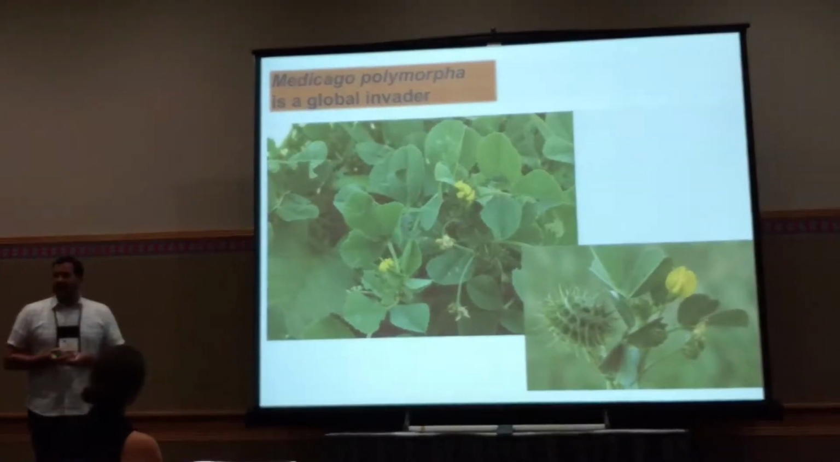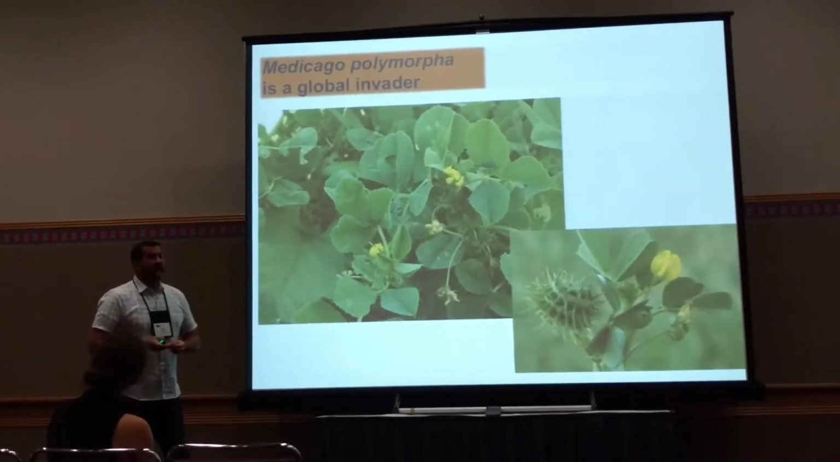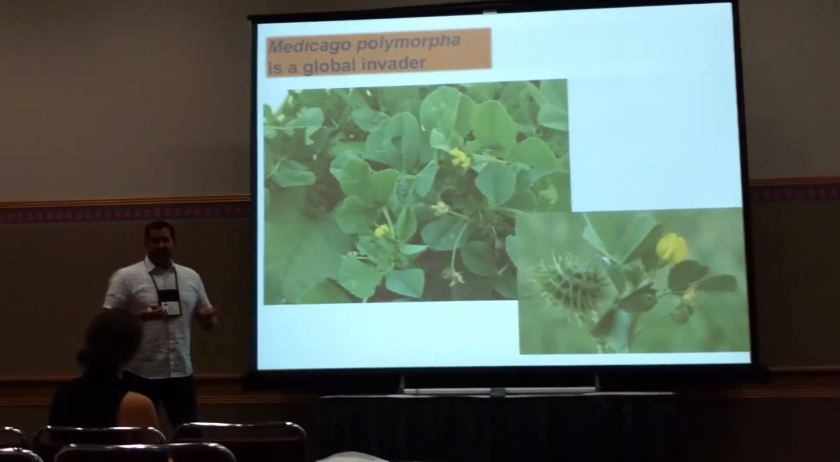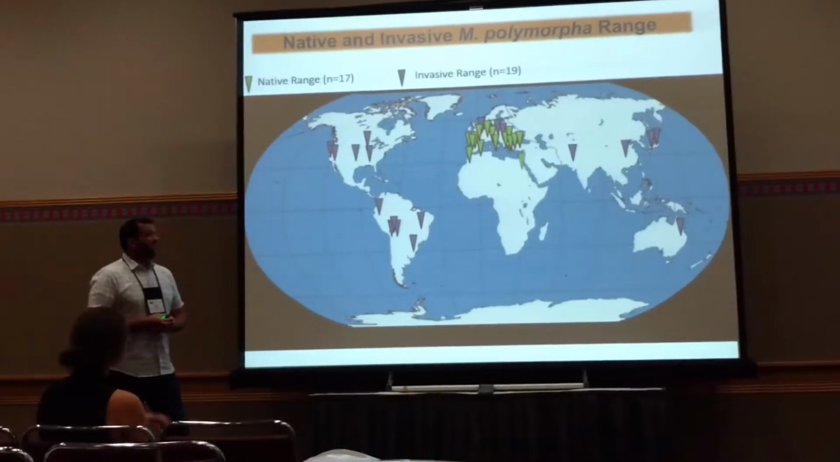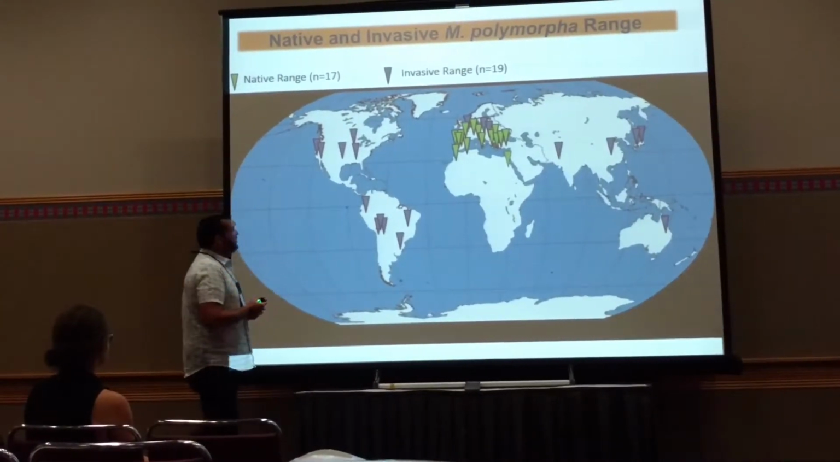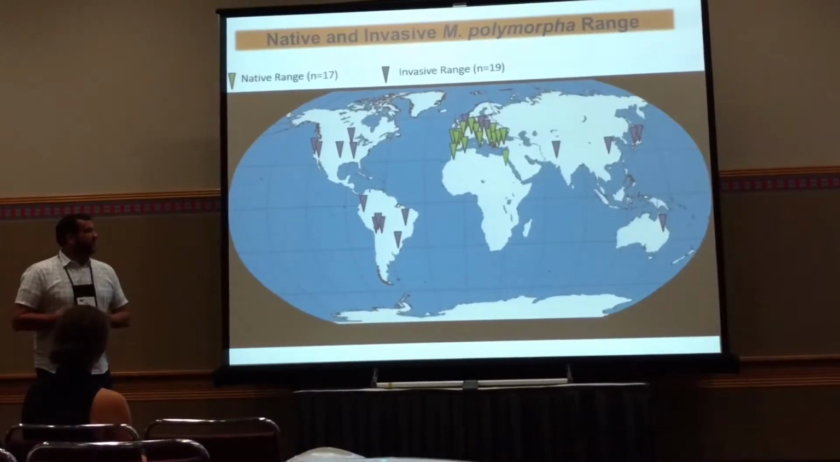So we're looking at Medicago polymorpha. So this is burr clover. It's a common invader around the world. It's introduced in most places probably as a forage or a cover crop, and then has escaped into natural communities. It's invaded lots of different parts of the world, so it's native to sort of the Mediterranean and Western Asia. It's invaded almost every other continent except for Antarctica.